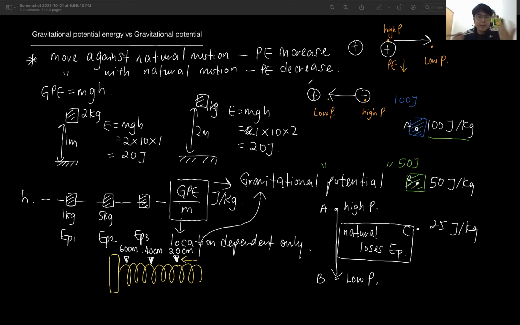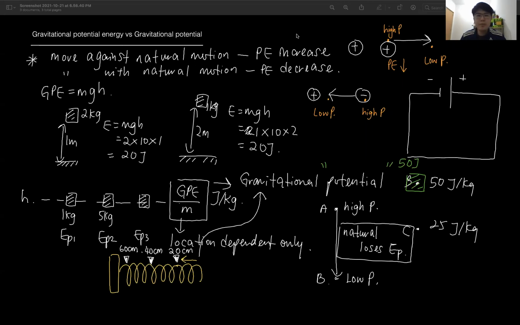Same as in an electric circuit. In an electric circuit, you get a flow of current, okay? You get the battery, let's say we have this negative, positive. Conventional current flow follows the flow of positive charge. So we have positive charge placed here.